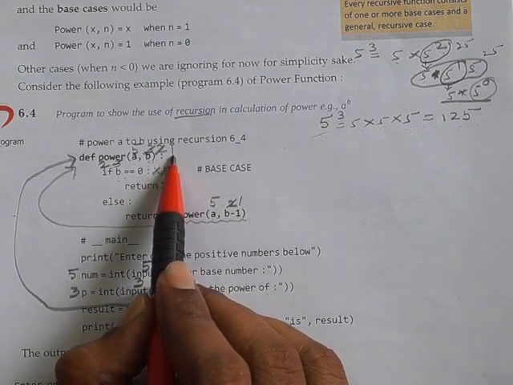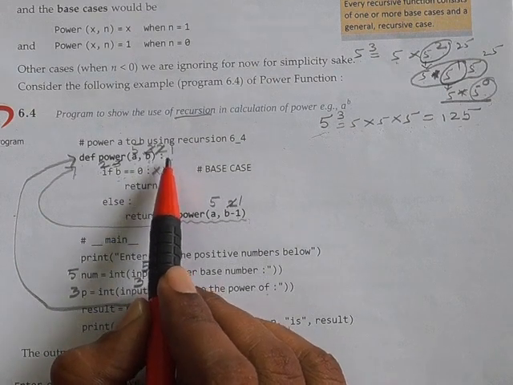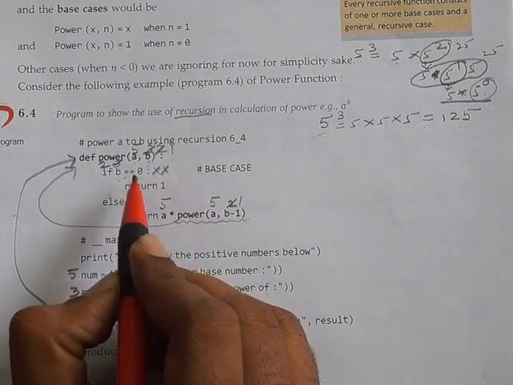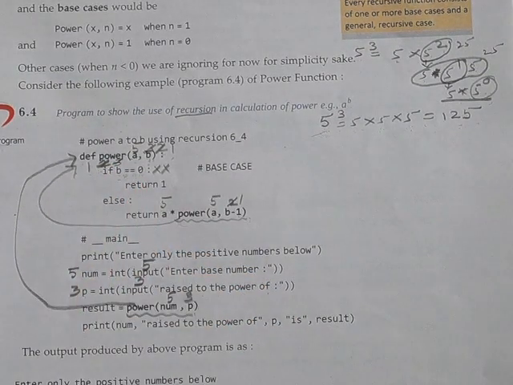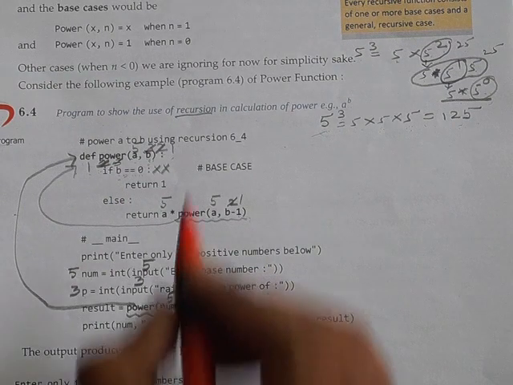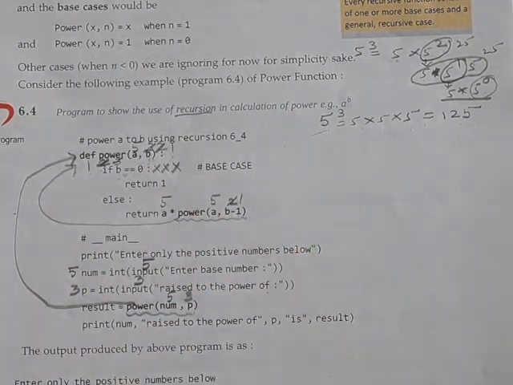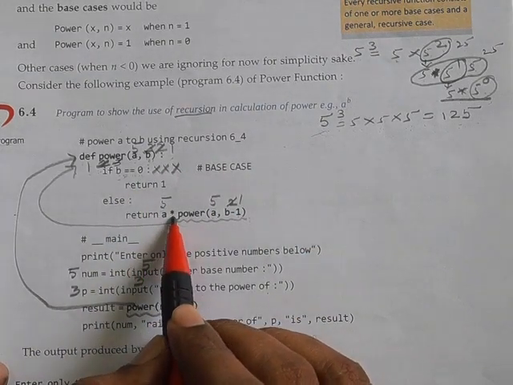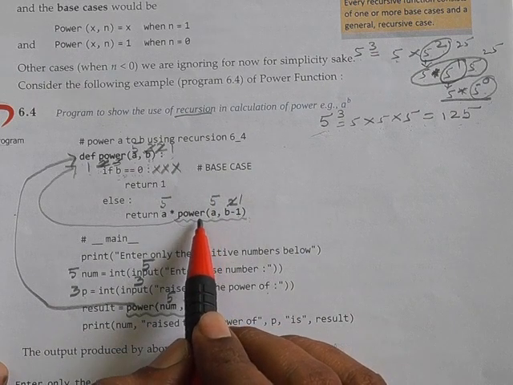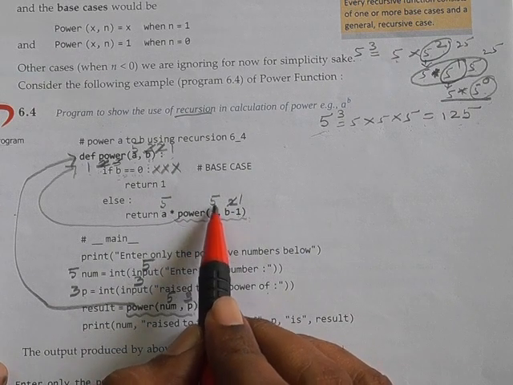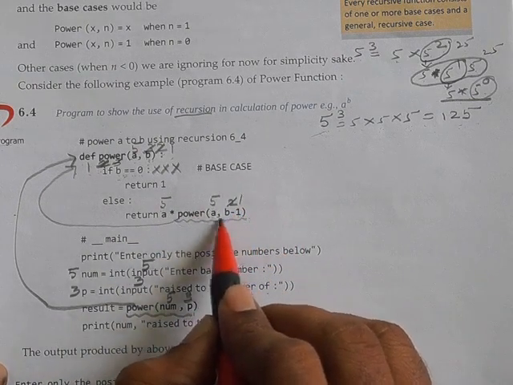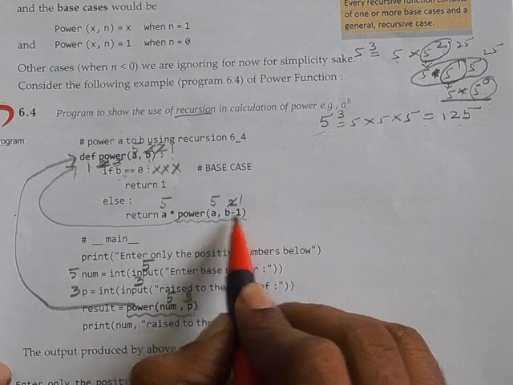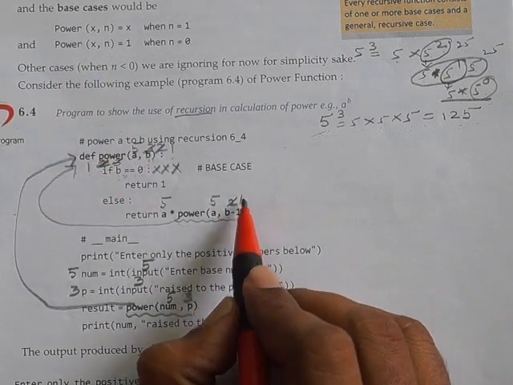So B value is 1 now. What is the value of B? It is 1. B equal to 0 means 1 equal to 0. Is the condition true or false? Of course the condition is false. Okay. It will come here. So once again 5 into 5 comma, what is the value of B minus 1? So 1 minus 1, the answer is 0.